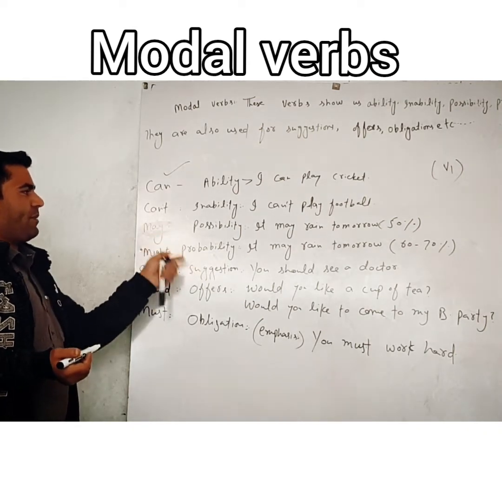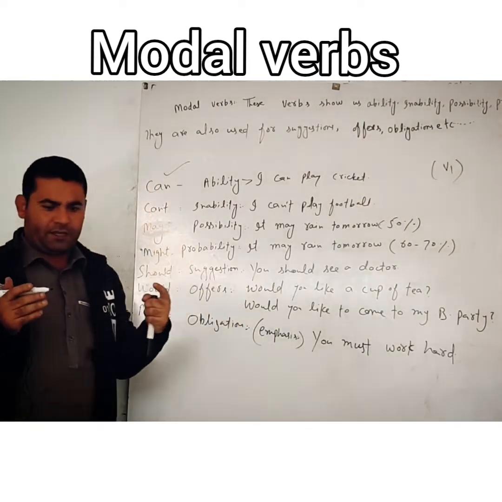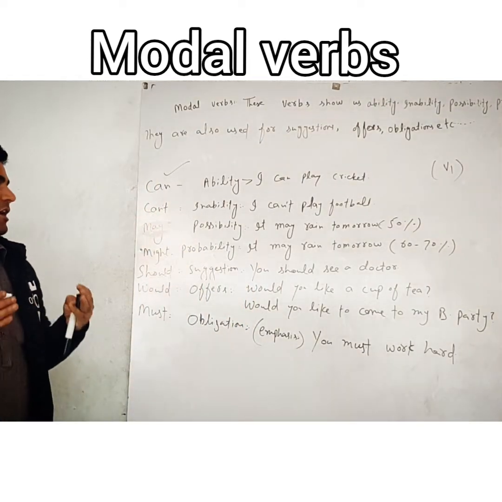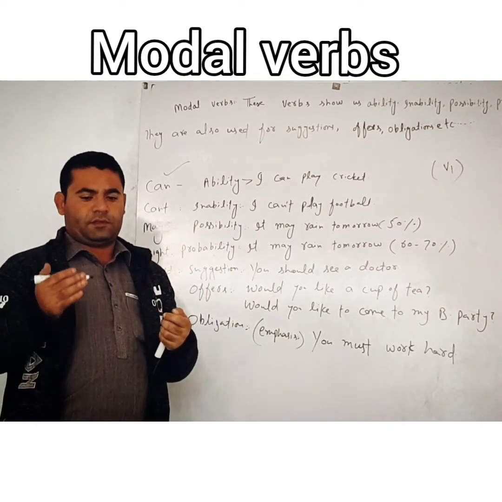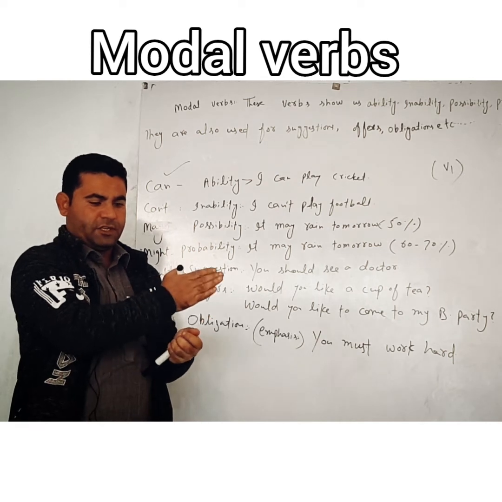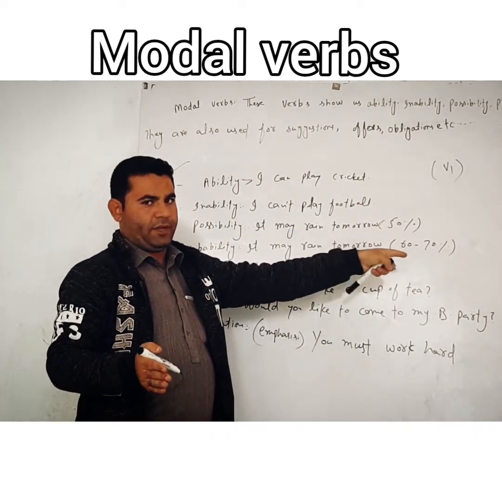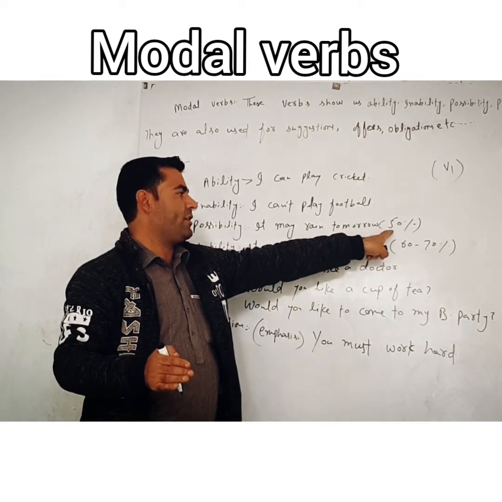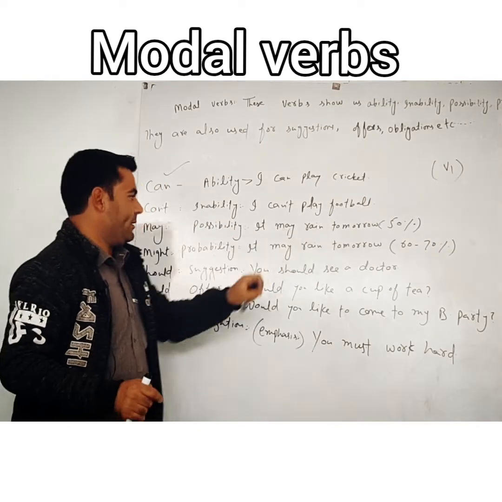May is used for possibility when you are sure about something only 50%, not 100%. For example, you look at Google and you just Google your region or your location's weather, and it shows that it will be raining tomorrow. It may be raining tomorrow. So you are only 50% sure. So you say it may rain.